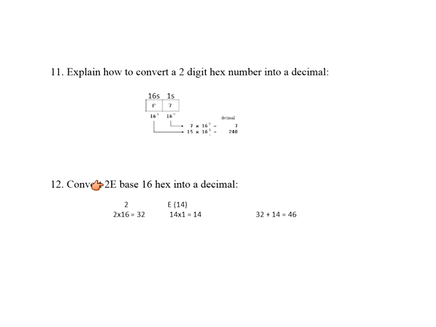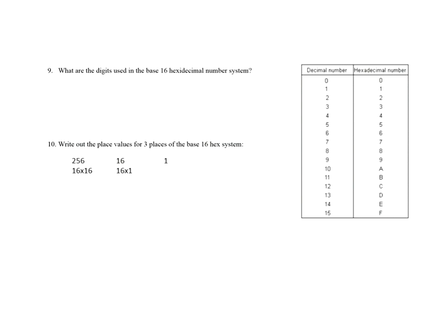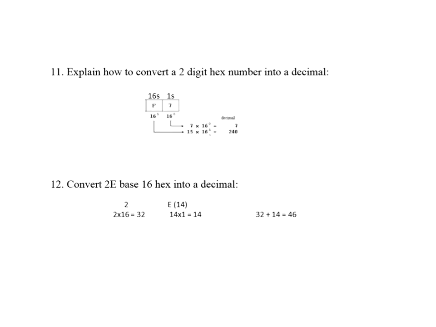Now, convert 2E base 16 into decimal. Okay. Well, I have 2 groups of 16. So 2 times 16 is 32. And I have E groups of 1. Well, what is E? Let's go back and see here. E is 14. So 14 times 1 is 14. I add them together, 32 plus 14, that's 46.